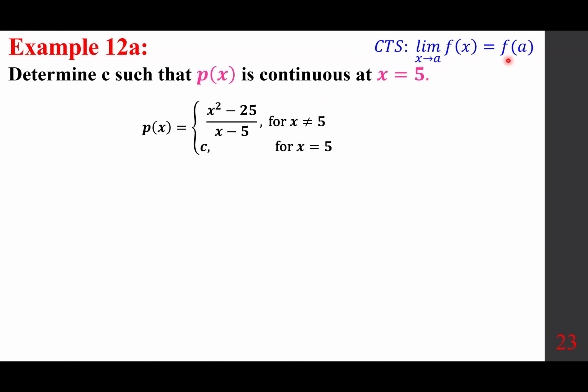So we look at the limit. To take a look at the limit, we have to use the top piece because the top piece exists everywhere when x is not equal to 5. So let's take the limit of the function as x approaches 5.